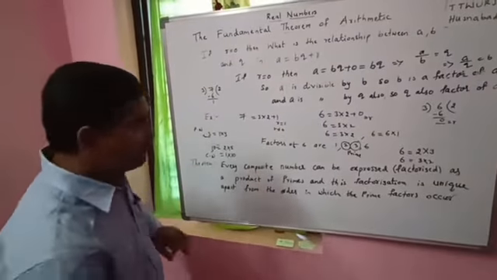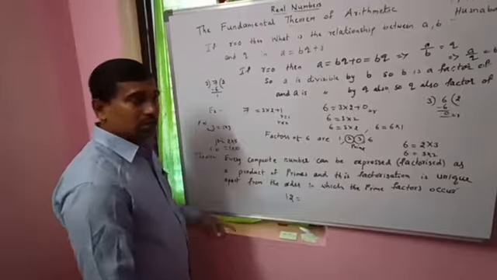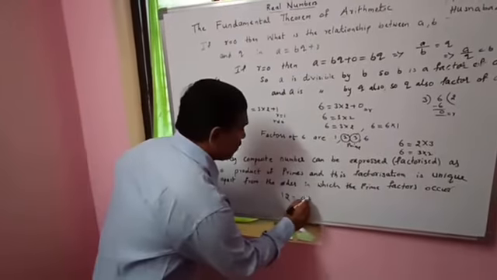Are you getting it? If you take for example 12, so 12 can be written as 4 into 3.